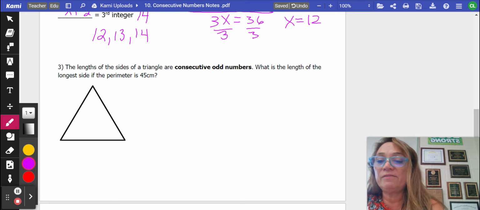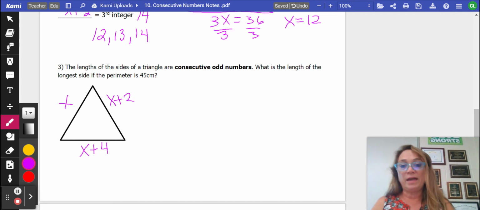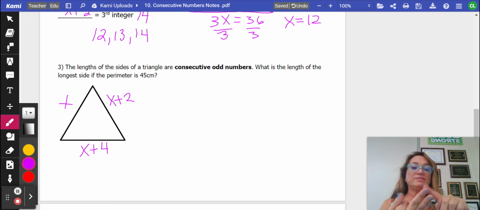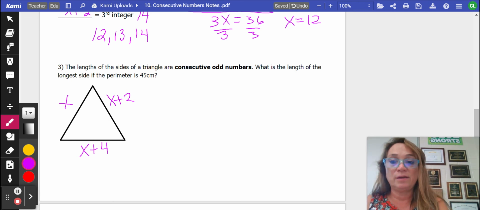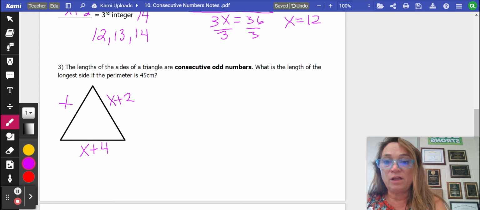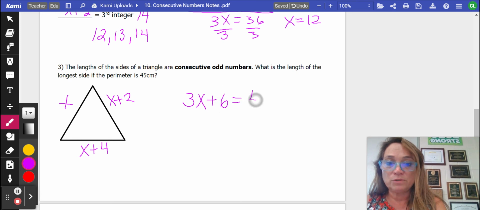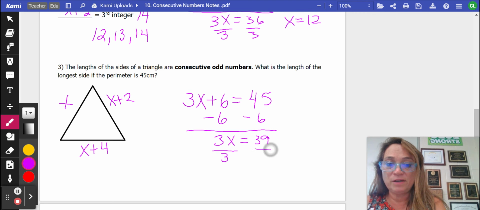All right, so consecutive odd. You're going to use x, x plus 2, and x plus 4. Okay, so remember, think of it: 3, 5, 7. How much do you add to get to each? What is the length of the longest side if the perimeter is 45? So I'm going to add those together. So I get 3x plus 6 equals 45. Subtract 6 from each side. And you get 39. Divide by 3. You get x equals 13.